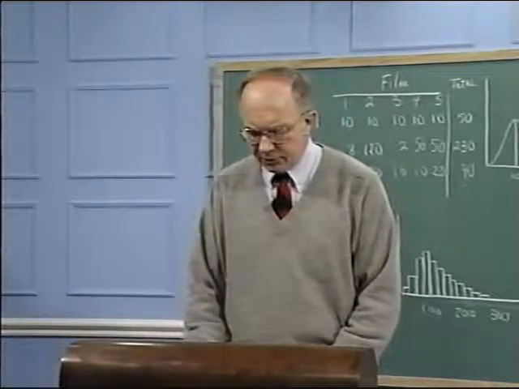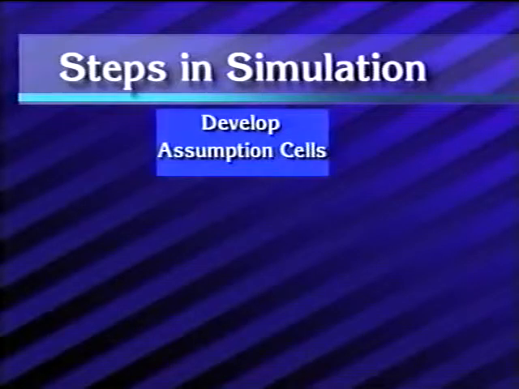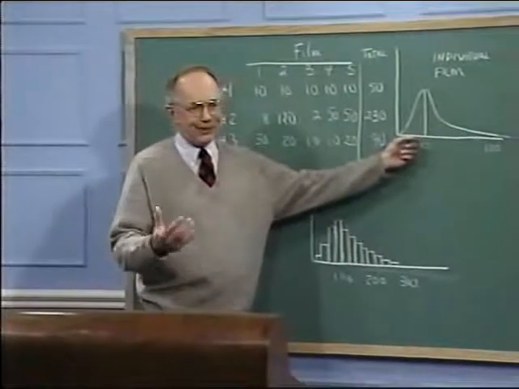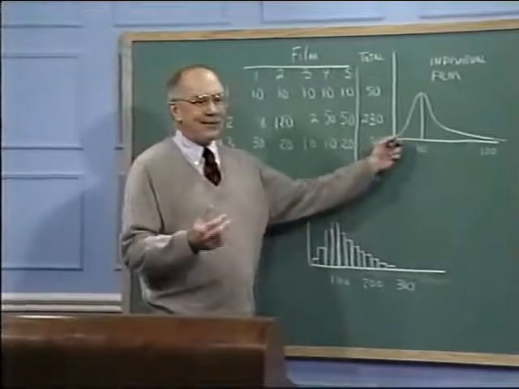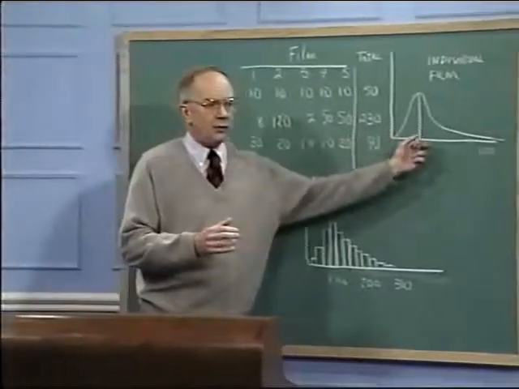So let me review the steps in simulation. There are 3 steps, and the illustration I gave you on slate revenue illustrates those 3 steps. First of all, you develop your assumption cell. And that's what I did over here. I took the assumption cell related to an individual film, and I somehow modeled it. Now, it turns out that this is a very simple model, and I have one assumption.